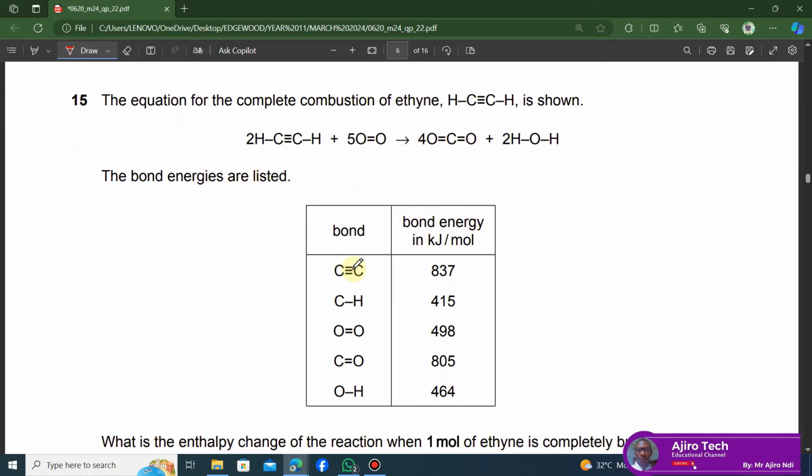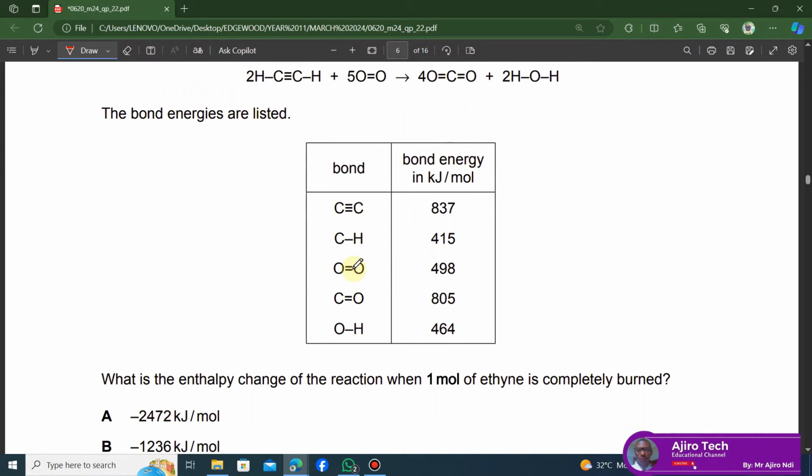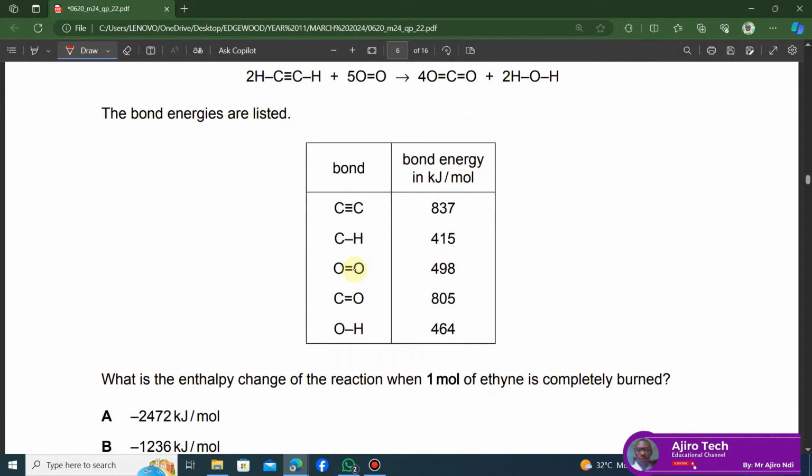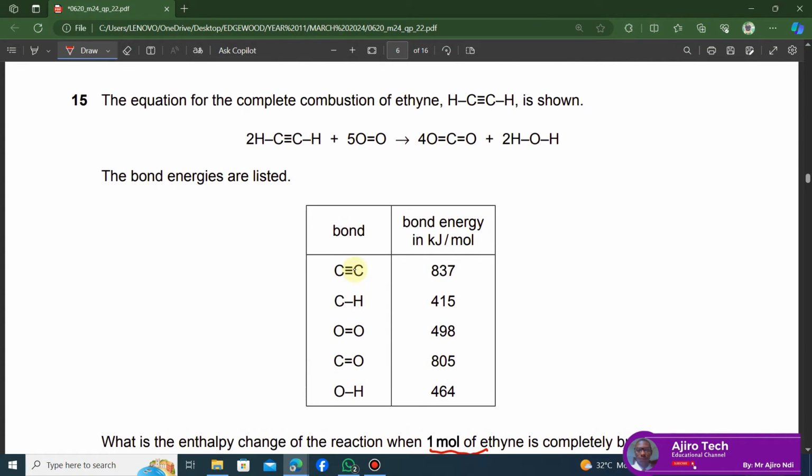Question 15, the equation for complete combustion of ethine is shown. So what is the enthalpy change of the reaction when 1 mole of ethine is completely burned? You have to be careful here. It says 1 mole of ethine, but if you look at the balanced equation of the reaction, we see that there are 2 moles of ethine. So we're going to solve this reaction the way it is, and then we divide by 2 to obtain 1 mole of ethine. That's just what we're going to do.